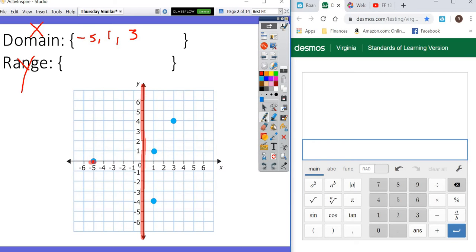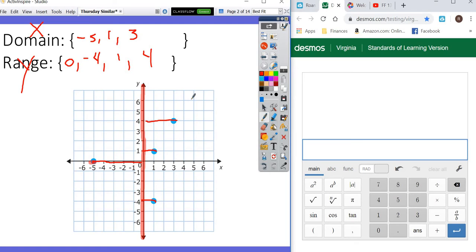This time I have to go to my y-axis. So this point right here comes straight across from 0. So 0 is my first range value. I come down here and I see this one is across from -4. This point here is across from 1. And this one here is across from +4. As you'll notice, sometimes your domain might have fewer numbers than your range, or vice versa. But that's how you find them.